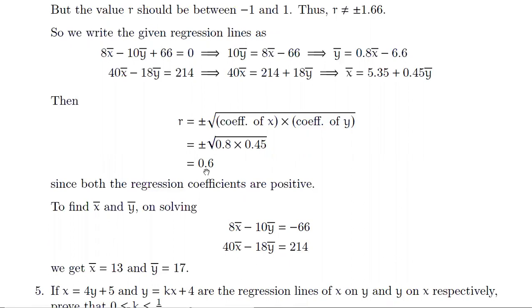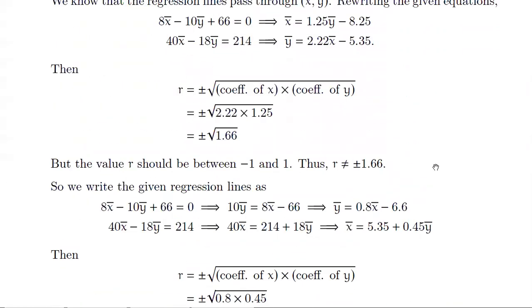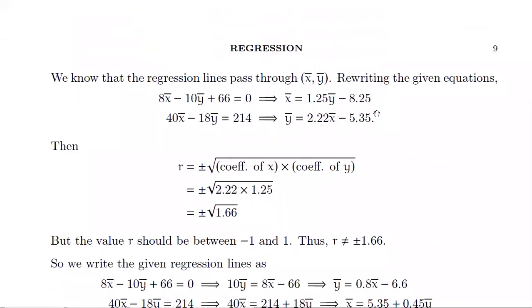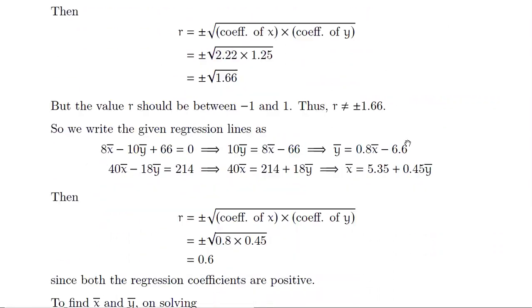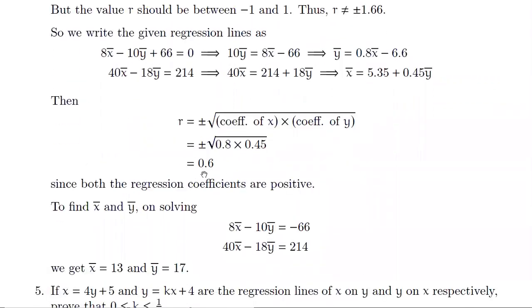Now please note that this value is in between -1 and +1. So this value of r can be considered. So please note, whenever you take the regression lines, if the value of r which you have calculated doesn't lie between -1 and +1, please don't consider these regression lines. Take the given lines and rewrite them so that you can get the value of r in between -1 and +1.